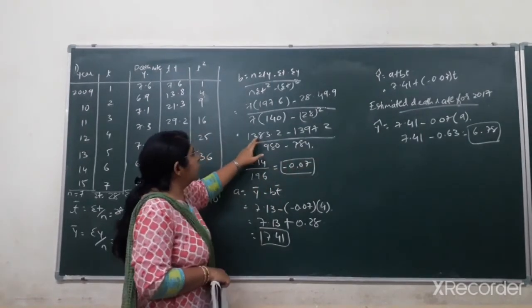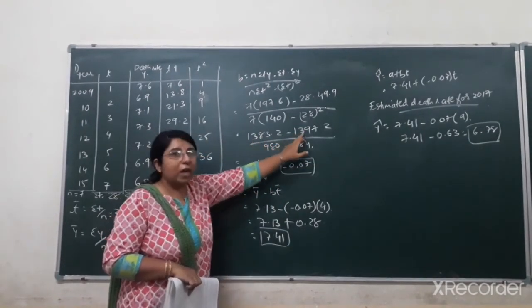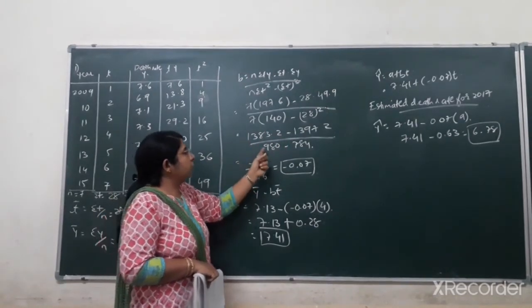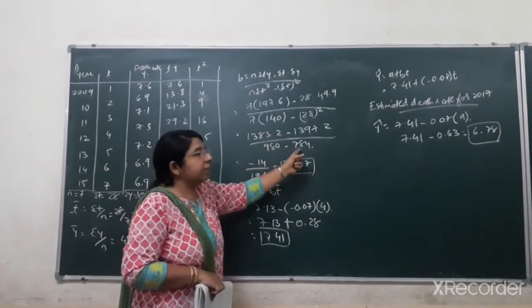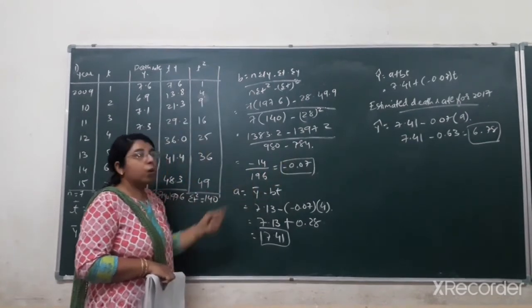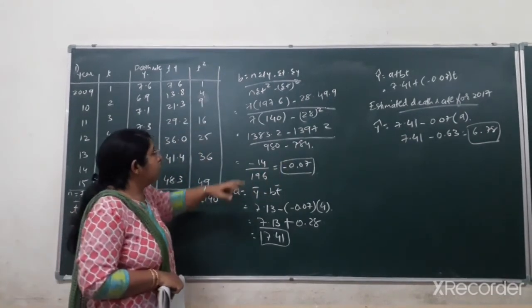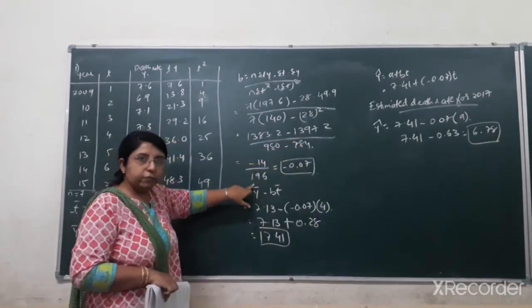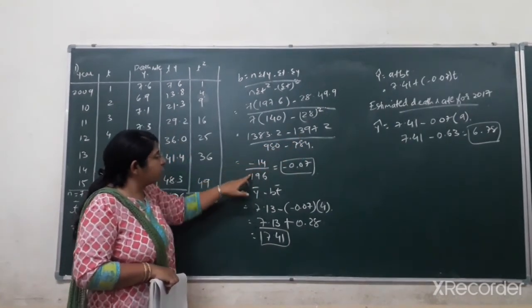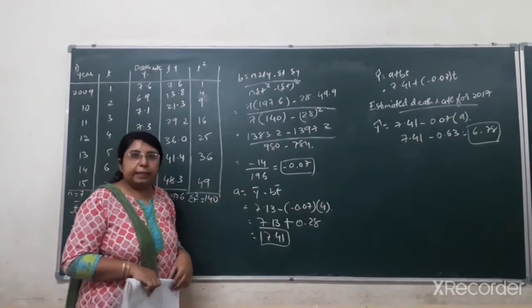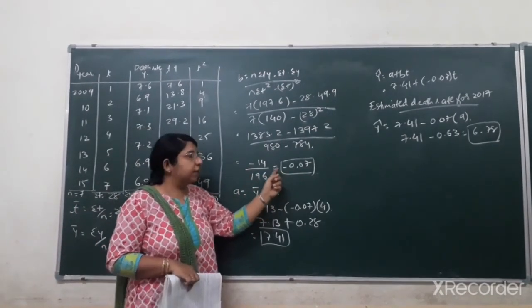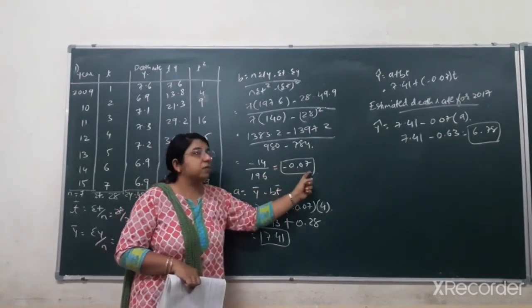Now first of all, calculating the numerator, subtracting these two values, you will get the answer that is minus 40, and in the denominator 980 minus 784, it will come to 196. Okay. Now here the negative sign, because this value is bigger, so the numerator will become negative. Now we will divide minus 40 upon 196. By dividing these two values, we will get the value of b, that is minus 0.07.